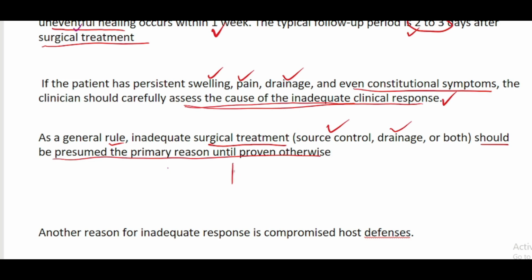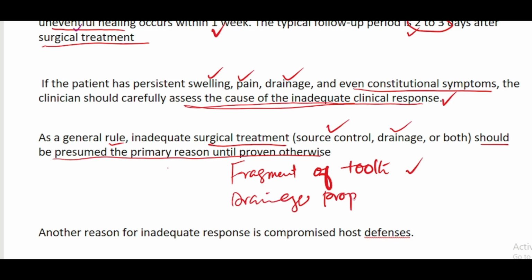It can be a fragment of tooth that remains, and you did not perform the drainage properly. That can be the cause of inadequate clinical response, that is, inadequate surgical treatment. Either you did inadequate source control, or you did not drain properly, or you performed both inadequately.